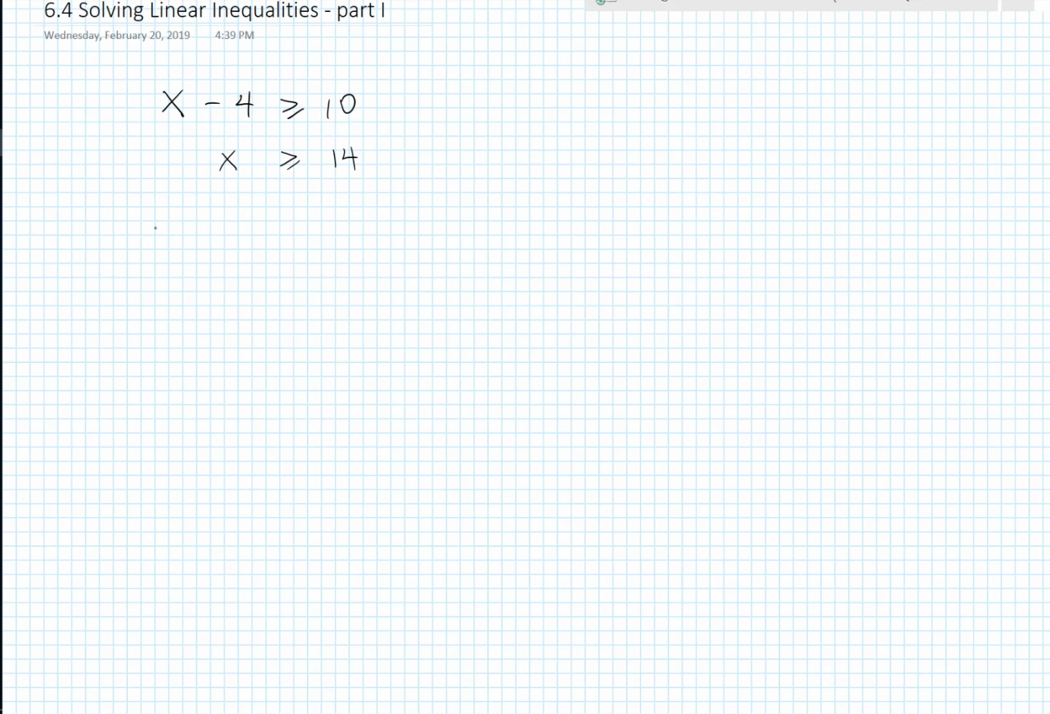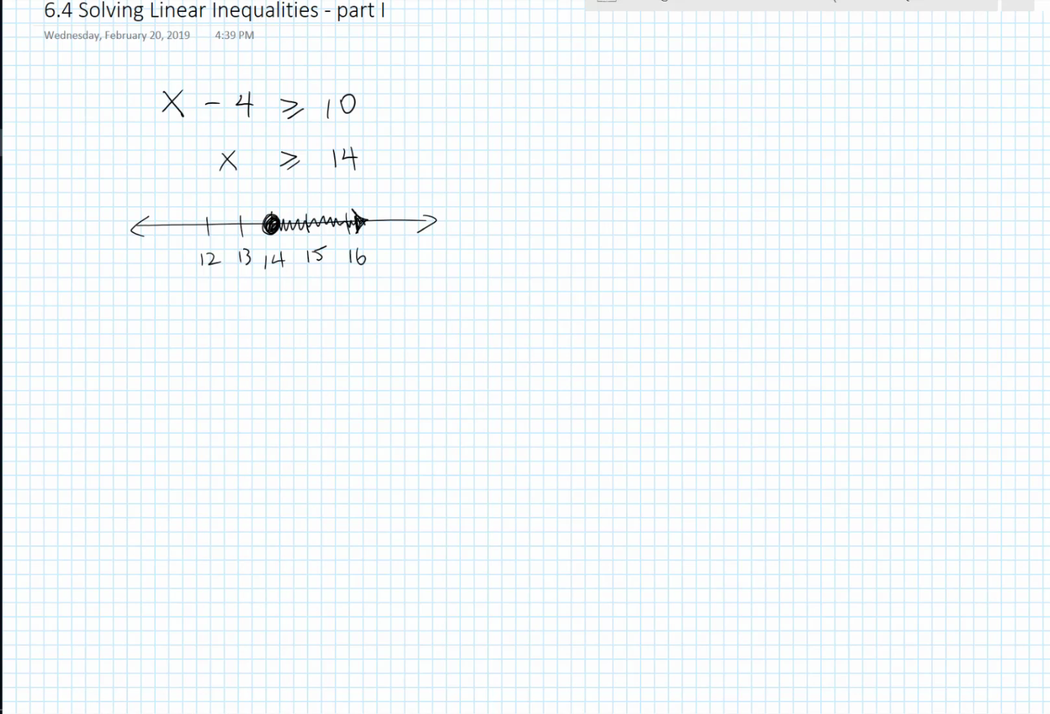Let's draw the solution to this. So we'll put 14 in the middle there, put a couple of tick marks on either side of it, 12, 13, 14, 15, 16. It is a solid circle because it's greater than or equal to, and we want to go to the right.